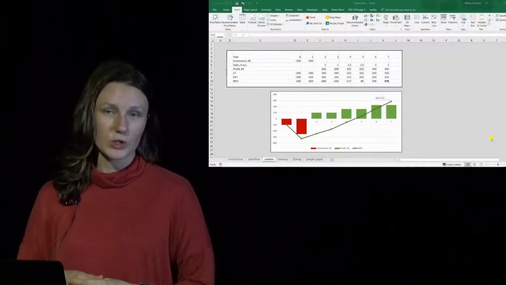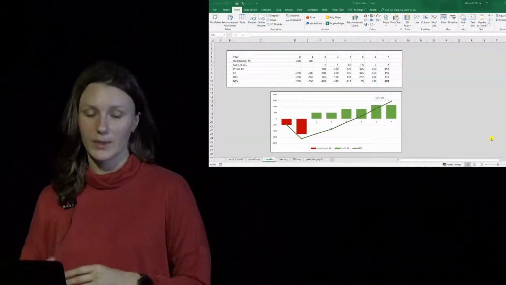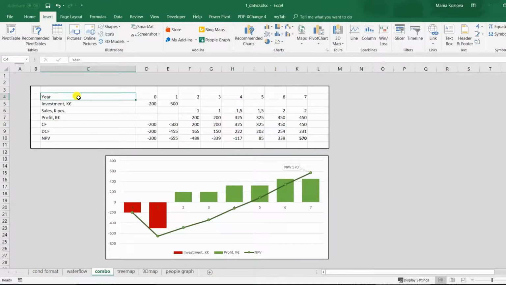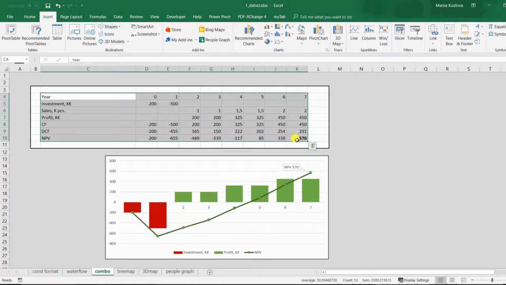Sometimes we might want to display a series of different nature on one graph. Then the combo charts in Excel become very useful. Here, for example, I have a little investment project and I want to display simple cash flows and then discounted cumulative cash flows on one graph.